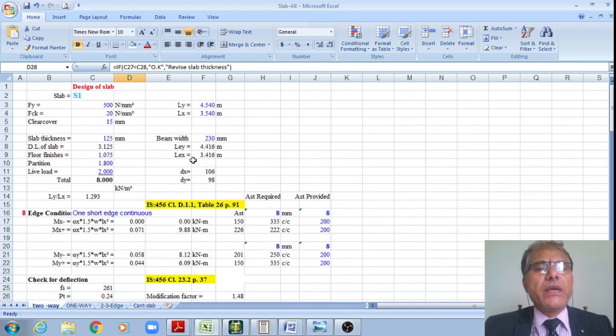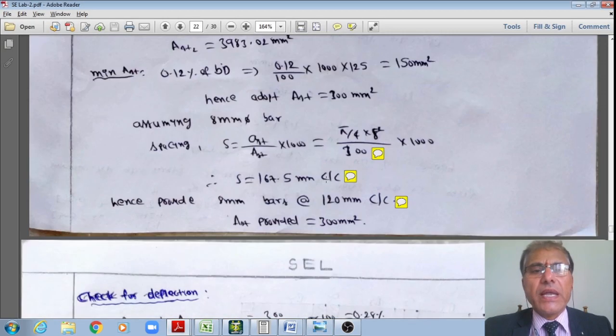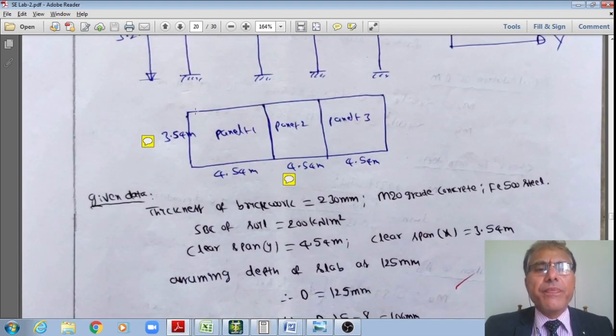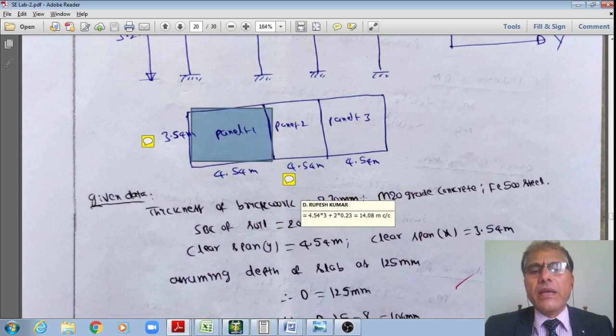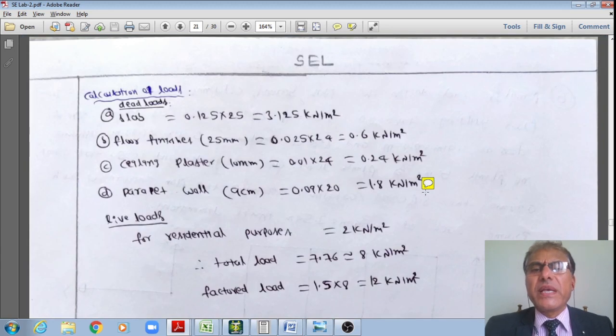That is how the design of one panel wherein one short edge is discontinuous. Now let us see the design of the other panel, student. So far I have done the design of this panel using manual calculation as well as using the Excel sheet. Let us see how much difference there is from the Excel sheet.